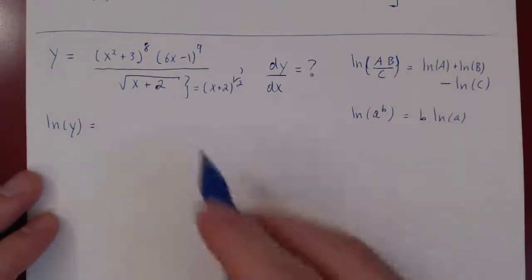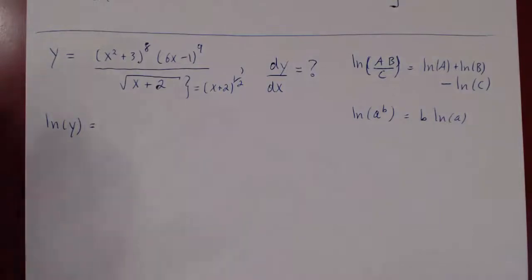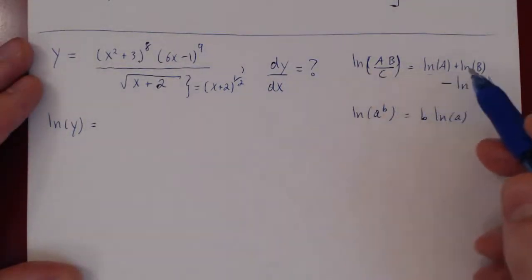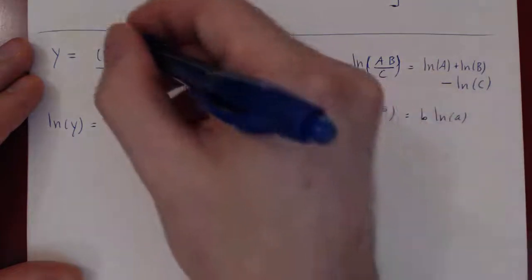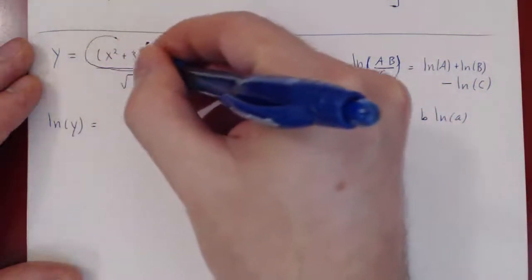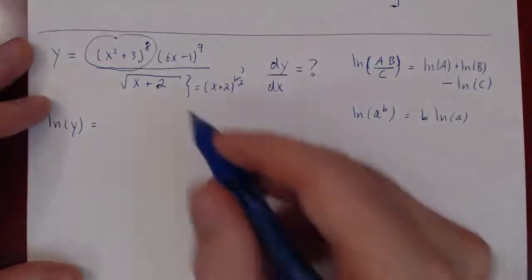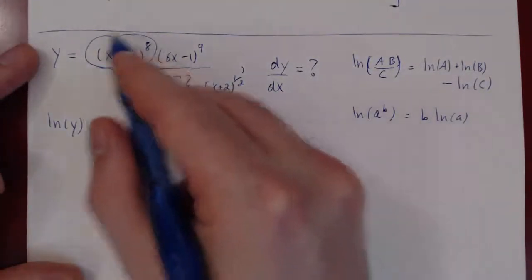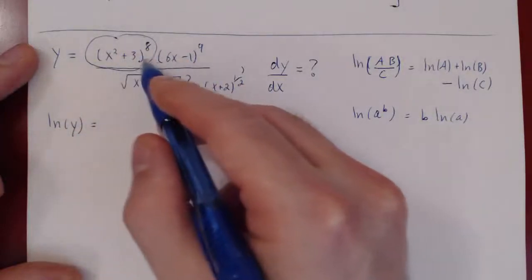So now when you take the ln of this, simplify in just one go. Ln of a, b over c will be ln of a plus ln of b minus ln of c. So it will be the ln of this term. But we can move the exponent outside. So the ln of this will just be 8 ln of x squared plus 3.